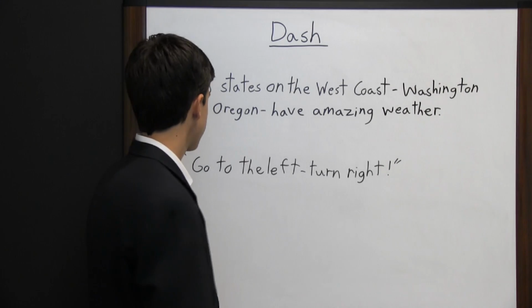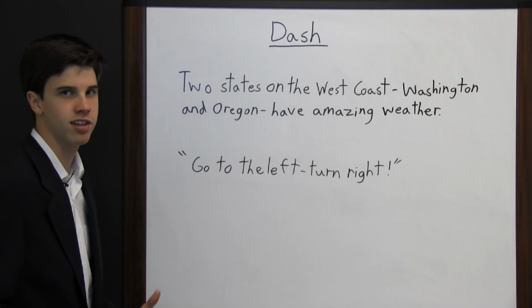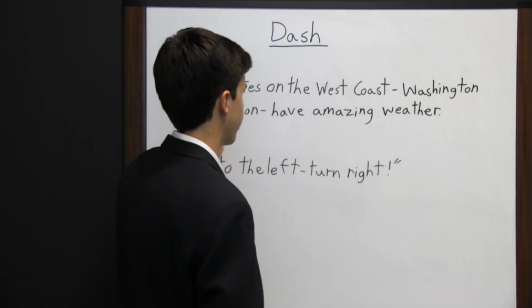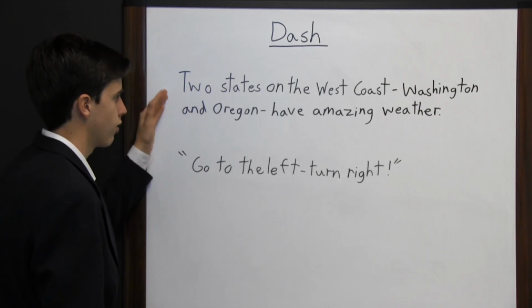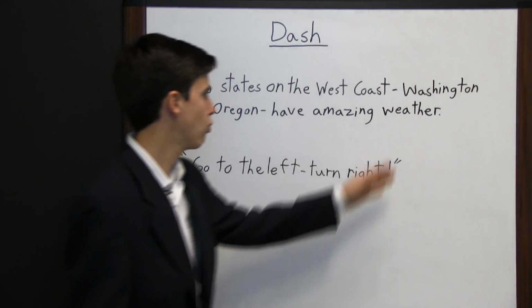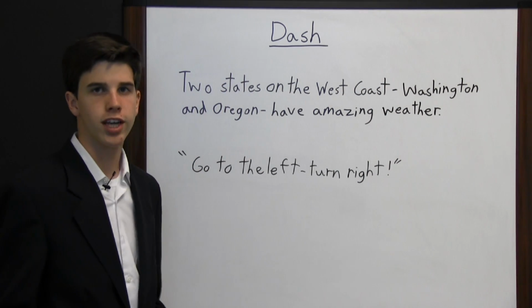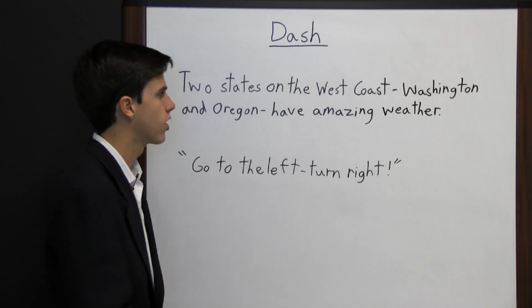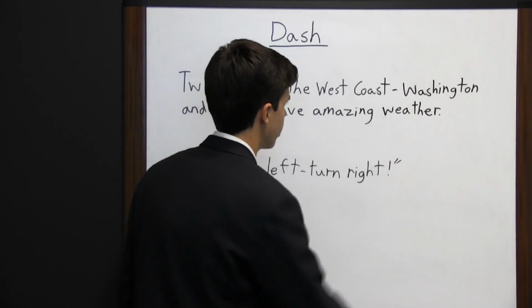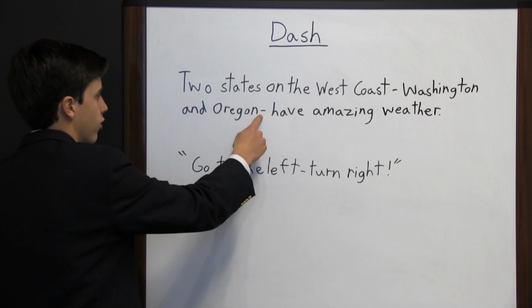So right here, Washington and Oregon could be omitted from the sentence. So try reading the sentence without Washington and Oregon in the sentence. 2 states on the West Coast have amazing weather. That sentence still makes perfect sense. So Washington and Oregon is just extra information. So what's one way you can set off additional information? Through the use of commas. So we could just put a comma right here after coast and a comma right here after Oregon.